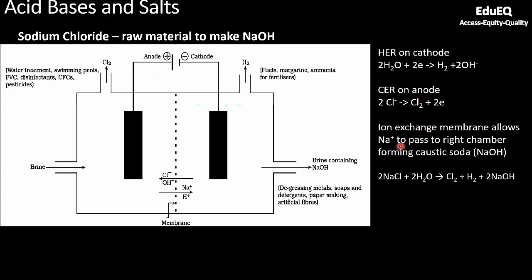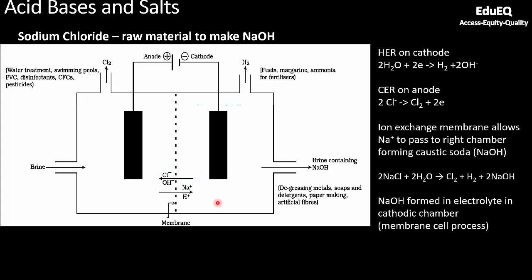So like I said, this special membrane is called an ion exchange membrane. It allows sodium to pass to the right chamber, forming NaOH, but it will not allow chloride or hydroxide anions to pass into the right chamber. Yes, so this is also what I iterated before. NaOH is formed in the cathodic chamber, and also in the cathodic chamber is where hydrogen is released.